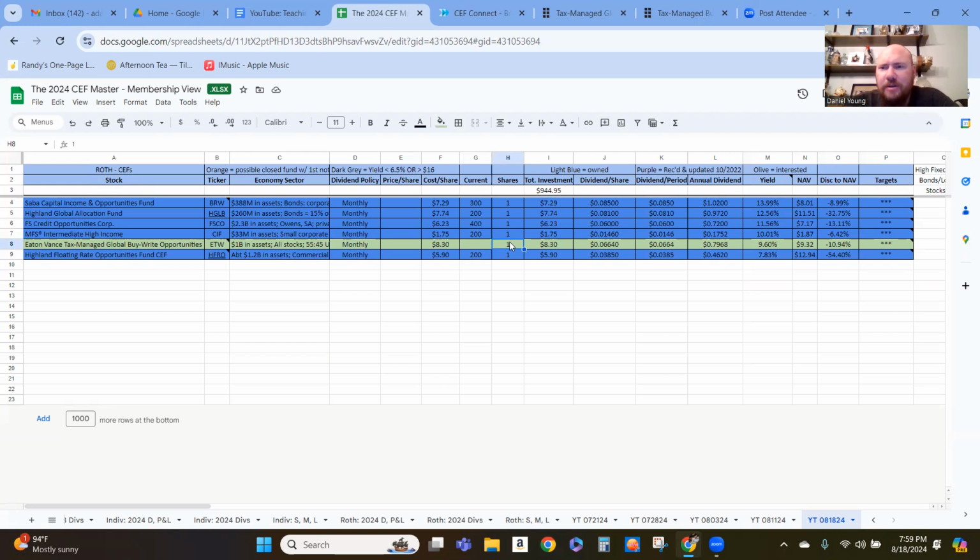So, in a coming rate cut, bond prices should go through the roof, or at least they should go up. The dividends should get better.